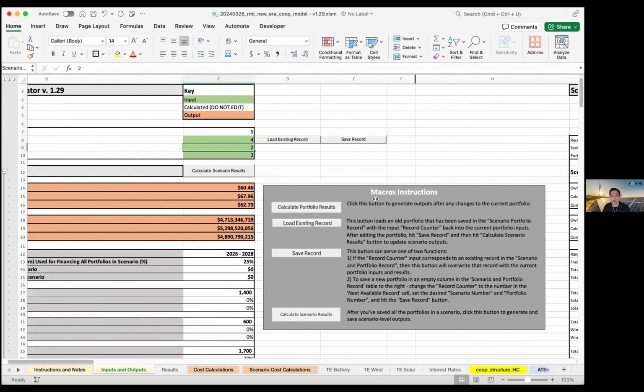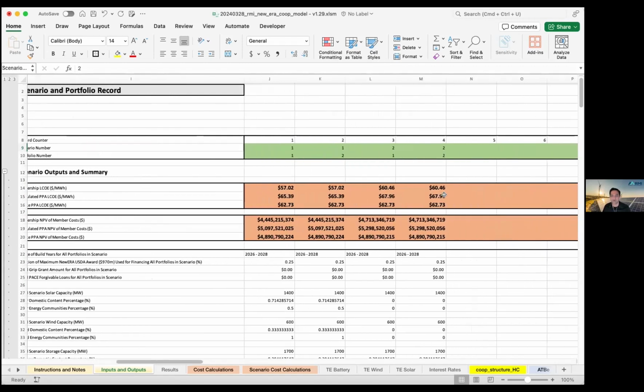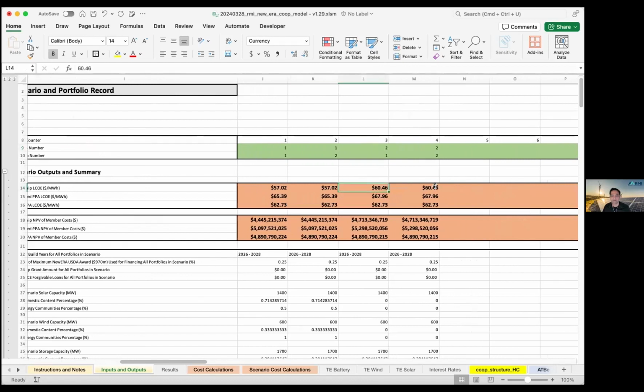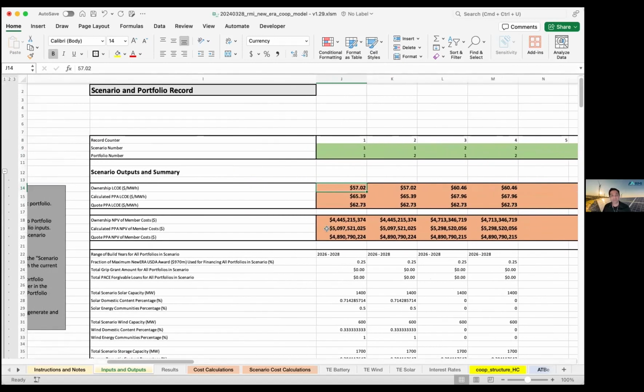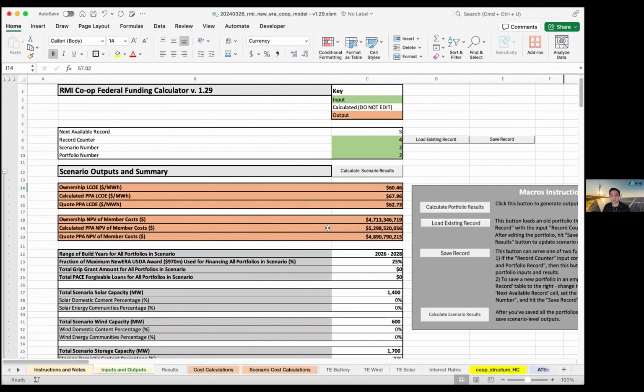All right, now I can compare the scenarios that I've recorded, scenario 2 with scenario 1. And what it shows me is that indeed I see just about a $2.50 a megawatt hour difference going between one and the other with and without the bonus adders. And so this helps me understand what my risk is if I was not able to achieve the domestic content and energy community adders. It helps me better understand the range of different costs that I've got.